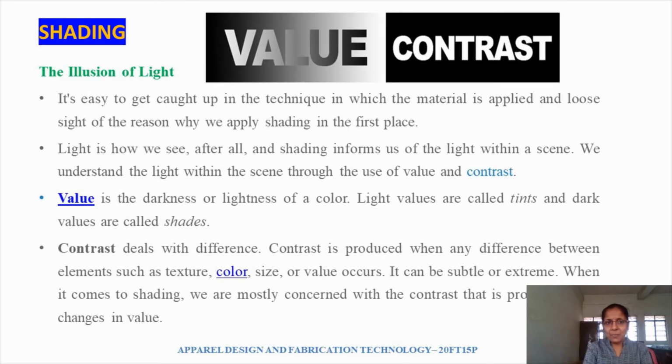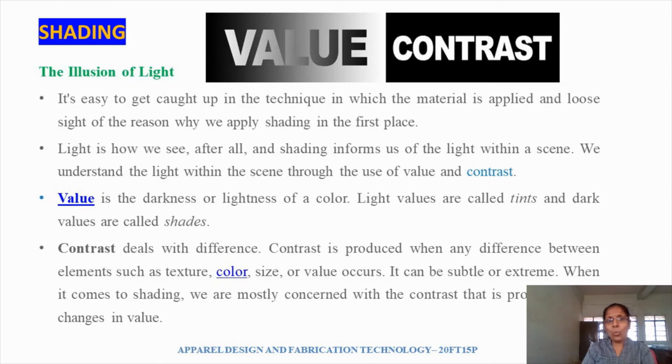Illusion of light. It's easy to get caught up in the technique in which the material is applied and lose sight of the reason why we apply shading in the first place. So we should know where we are applying the shade and from which area the light is falling. So it is just an imagination. When the light falls on any object, directly on the opposite side of that object it will be dark, and where the light rays fall directly, it gives a bright impression.